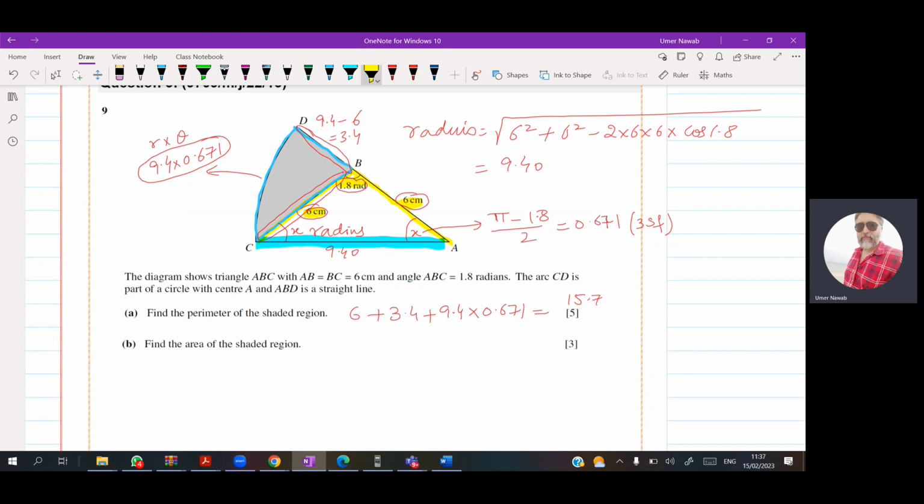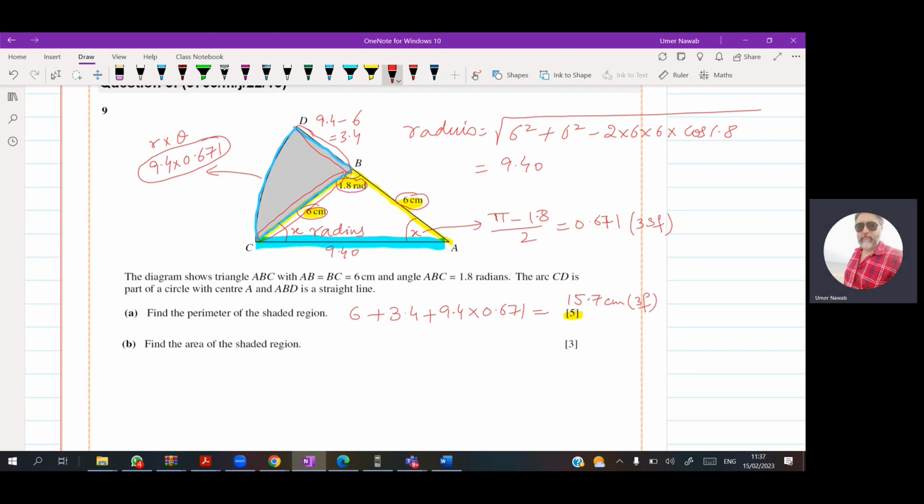Interesting thing is this, it has 5 marks, and you have lots of calculations included. Cosine rule is included. You use the s equals r theta formula. And then you find the lengths of all three sides. That's why he has given 5 marks here.